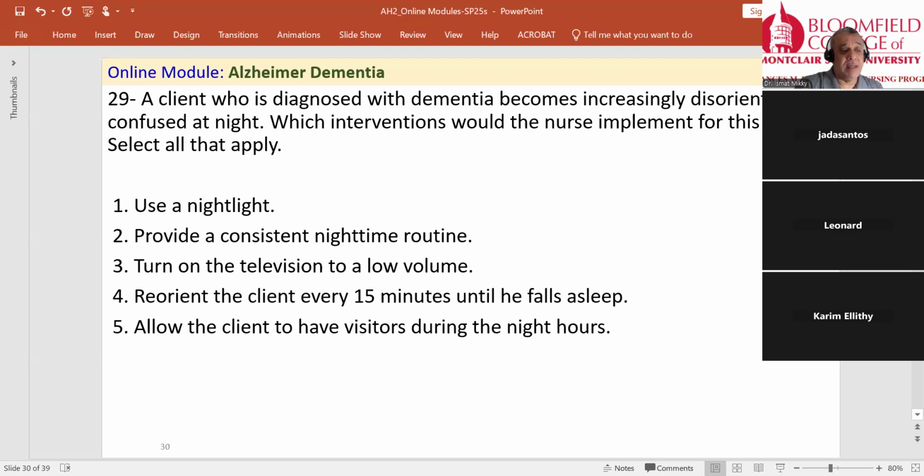So it's important to provide a consistent daily routine and a safe, low-stimulation environment when the client is disoriented. Noise, including radio and TV, may make the confusion even worse. So it may add to the confusion, that kind of stimulation, and may make the confusion and disorientation even worse. Allowing the client to have visitors during the night hours and reorienting the client every 15 minutes is very disruptive.